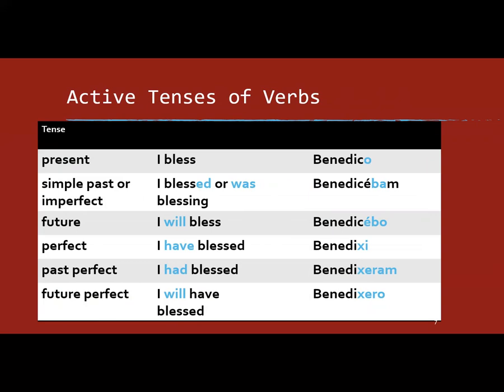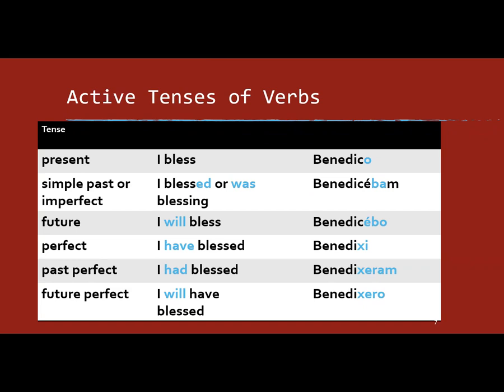And now we have a BA, which appears in many, but not all. There are different ways of indicating the, no, it's always BA. I don't know why I got confused there. But the BA is the sign in all the different conjugations for the imperfect. I blessed or was blessing, benedicebam. I will bless, benedicebo.